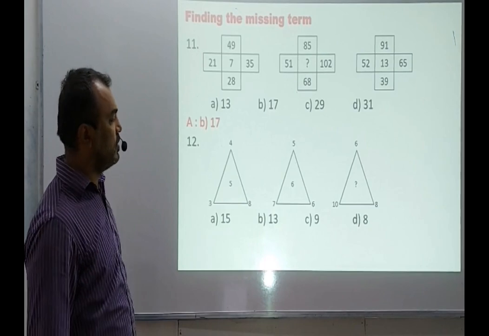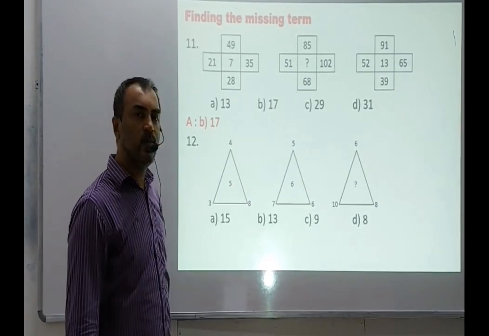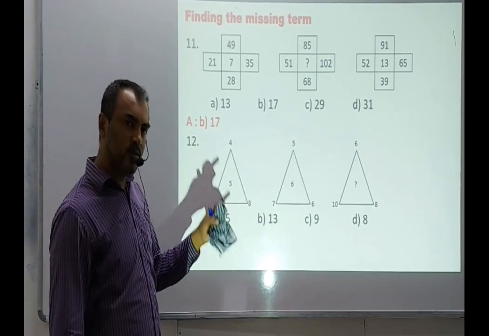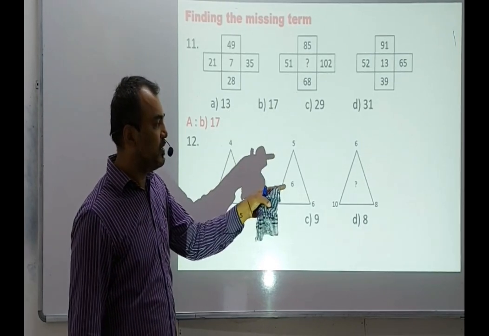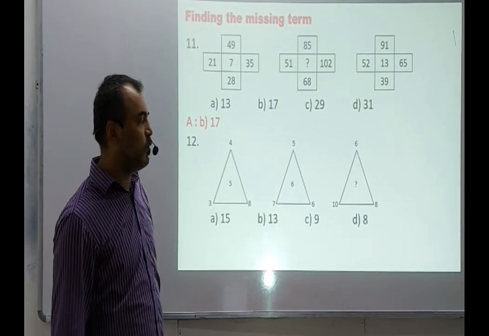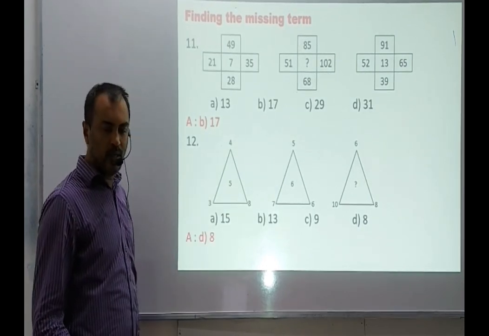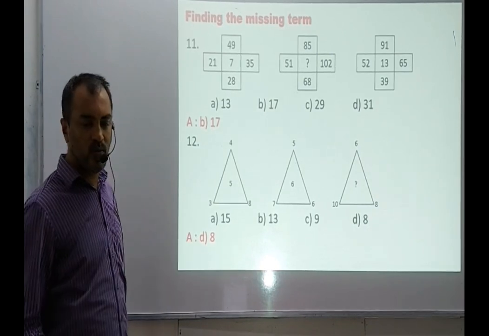Let us try the logic here. 7 plus 5, 12, 12 plus 6, 18, 18 divided by 3, 6. So 10 plus 6, 16, 16 plus 8, 24, 24 divided by 3 is 8. So the answer should be D, 8. Yes, so I guess this was simple for you.